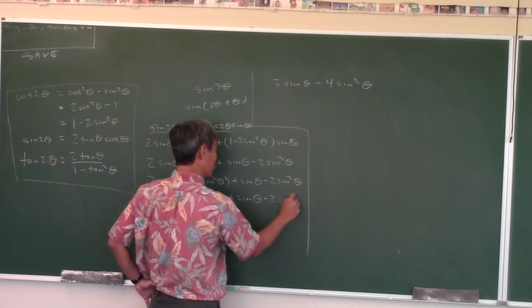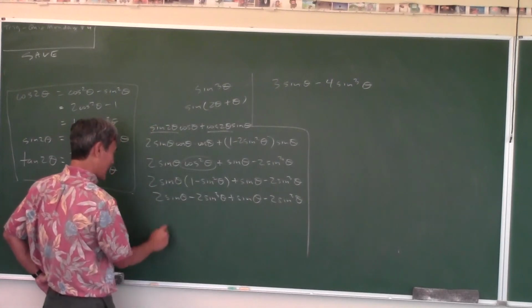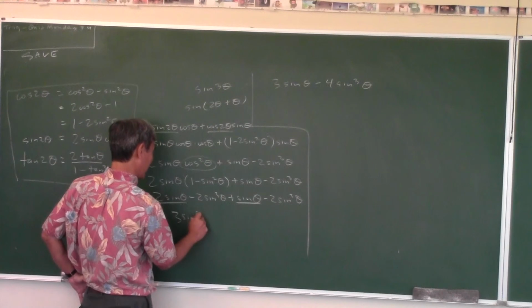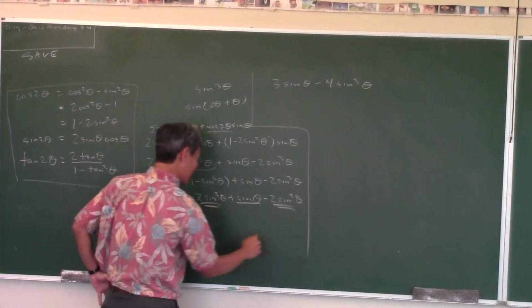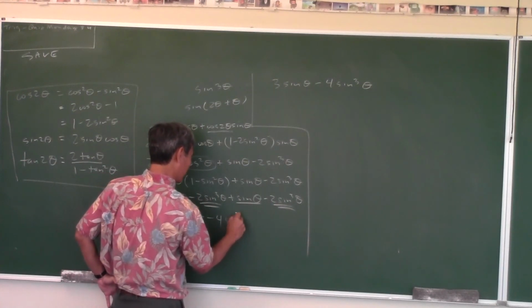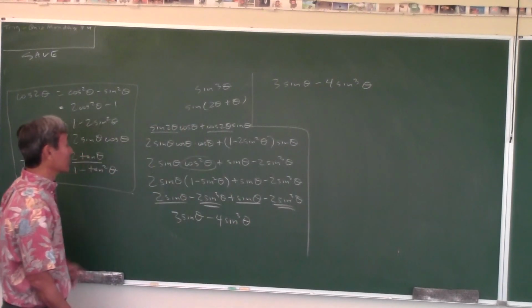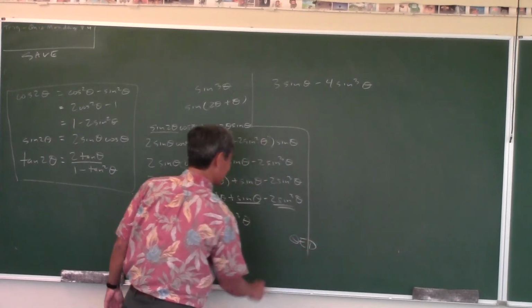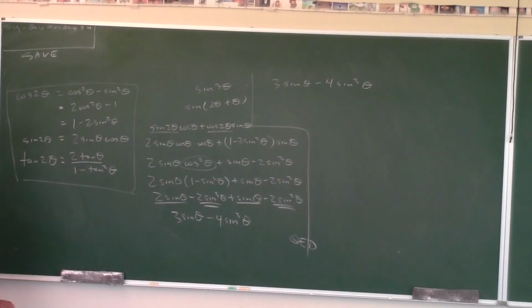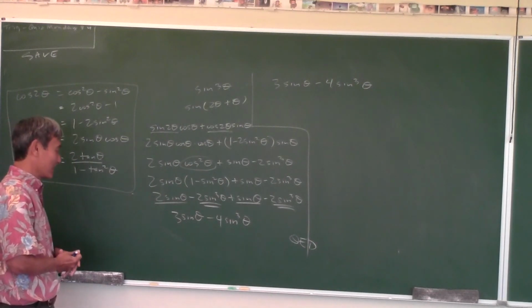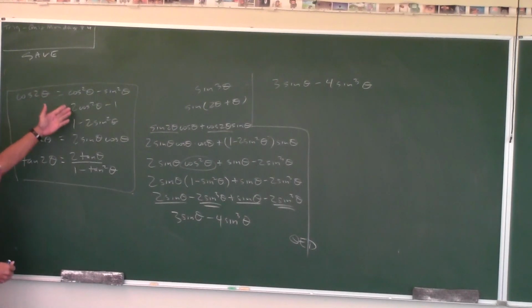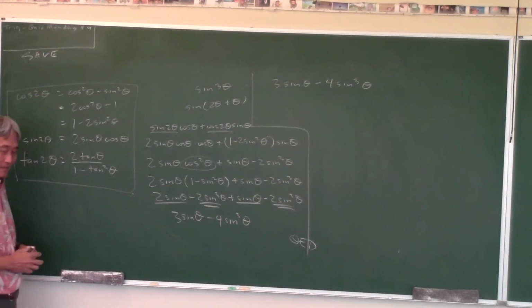2 sine cubed. And then if you combine the like terms, 2 plus 1 is 3, and negative 2 and negative 2 is negative 4. And there you go, left side, right side, same. Quite easily done. This is called the triple angle identity. You don't want to memorize it, I mean, if you want to, you can, but it's not worth it unless you're on the math team. But you do have to have the double angle identities memorized.